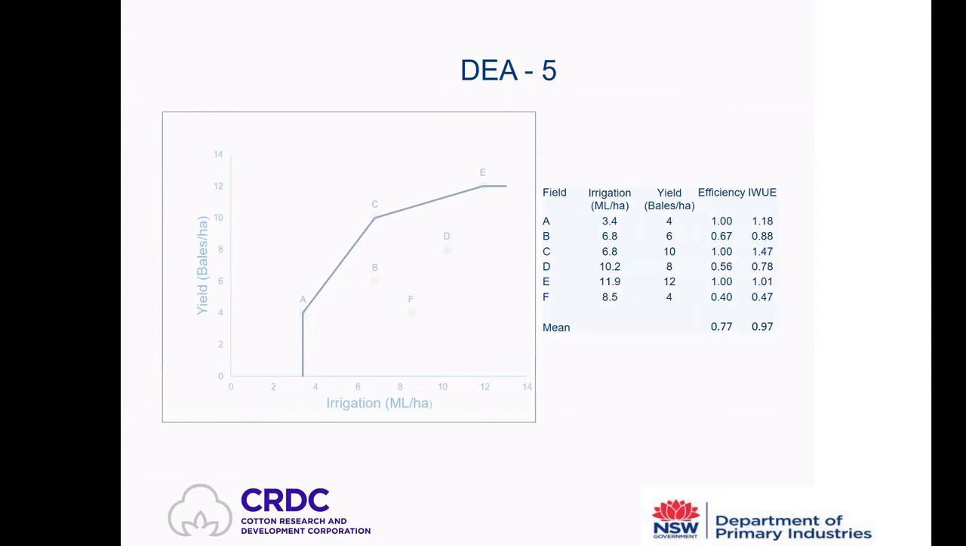When we do the calculation for irrigation water use efficiency, you can see that varies between about 1.2 bales per megalitre down to 0.7 bales per megalitre. That value is 0.97 as an average, regardless of where we are.